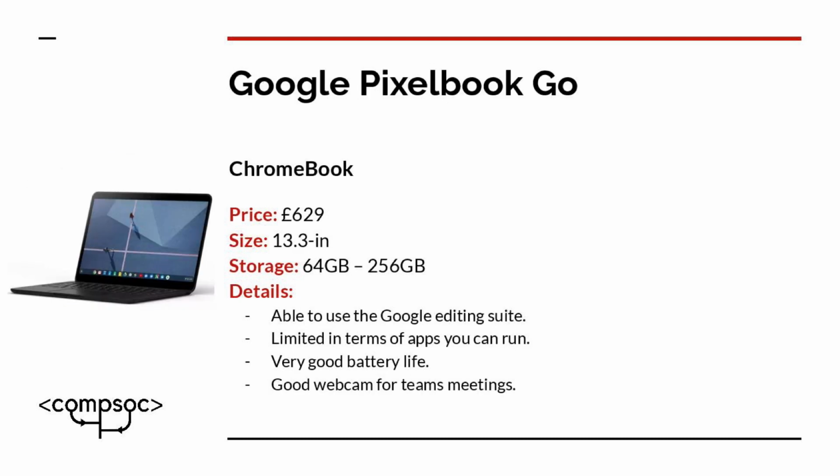The Google Pixelbook Go, starting at £630 with a 13.3-inch screen and 64 or 256GB options. You can use all the Google apps with this, but it's limited in terms of the other apps you can run. It has a great battery life and a great webcam for using Google Meet or Teams.